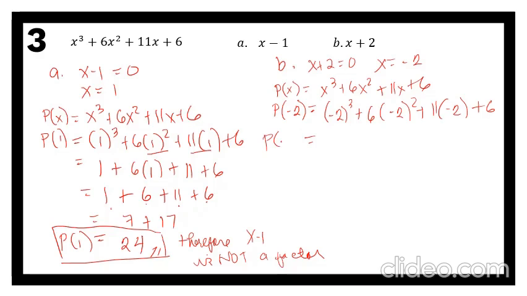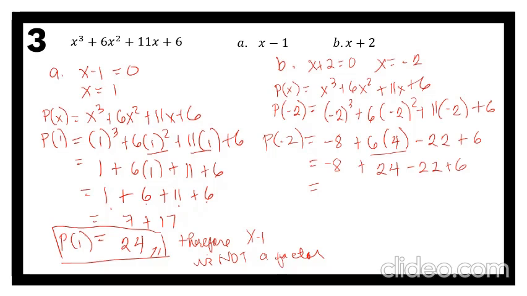Negative 2 cubed, negative 2 times negative 2 times negative 2, that is negative 8. Plus 6 times negative 2 squared, the answer is positive 4, kasi negative 2 times negative 2, the answer is positive 4. And then, positive 11 times negative 2, the answer is negative 22, plus 6. Then, copy negative 8 plus 6 times 4. The answer is 24, minus 22, plus 6.